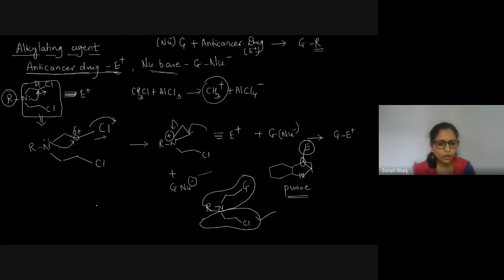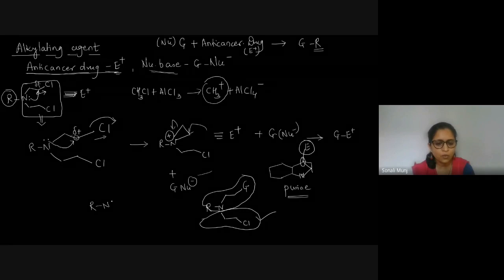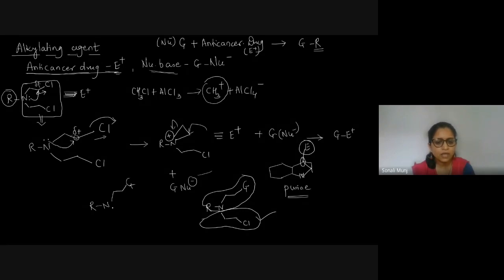And then in that case I will have my guanine getting alkylated at both the ends, and that is precisely what we consider as dialkylated guanine. This is monoalkylated guanine, this is your dialkylated guanine.